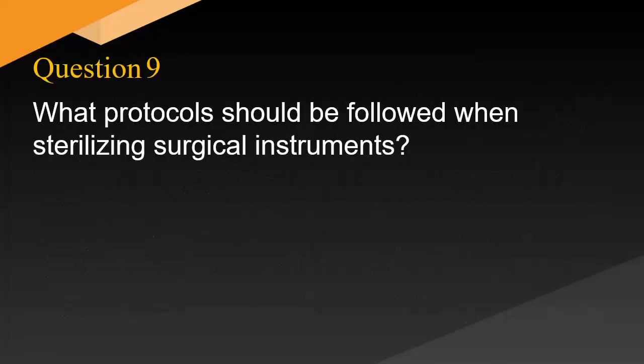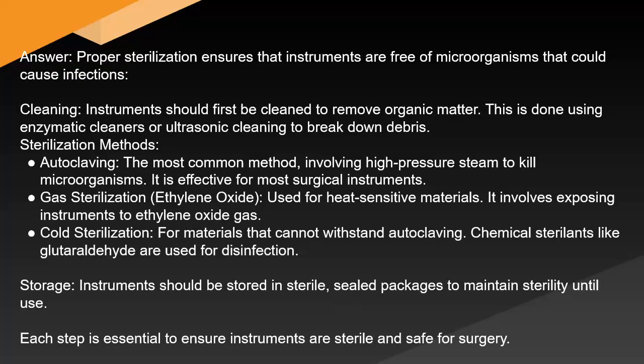What protocols should be followed when sterilizing surgical instruments? Answer. Proper sterilization ensures that instruments are free of microorganisms that could cause infections. Cleaning. Instruments should first be cleaned to remove organic matter. This is done using enzymatic cleaners or ultrasonic cleaning to break down debris. Sterilization methods. Autoclaving. The most common method involving high-pressure steam to kill microorganisms. It is effective for most surgical instruments.